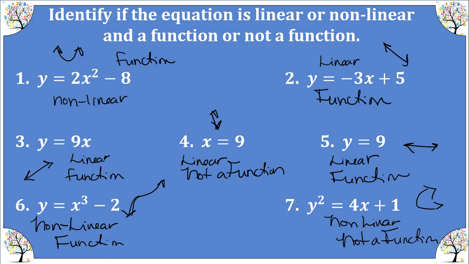Okay, so we can see that 7 is neither linear or a function. So just kind of remember what this equation would look like. We see that number 4 is linear but not a function. So those are a few unique relations. And I hope this helps.